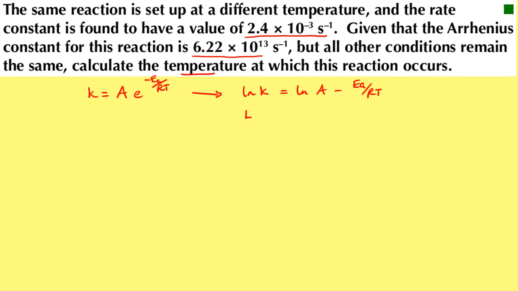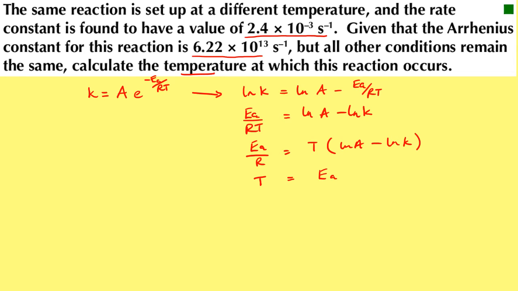First of all, why don't we switch our term EA over RT onto the left hand side, making it positive, and so then we're left with ln A take ln k on the other side. Multiplying both sides by T would leave us with EA over R equals T times ln A take ln k. And finally, dividing both sides by ln A take ln k will leave T on its own, and I'll switch it over to the left hand side while I'm at it. So T is going to be EA divided by R times ln A take ln k.